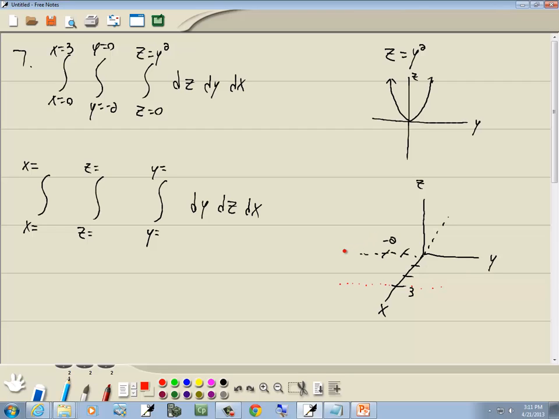So we're talking from there to here. The red indicates this part. And then y, y is equal to 0 to y is equal to negative 2. And here's negative 2, so it's going like that. And y is equal to 0 would be this right here. So that's our y.